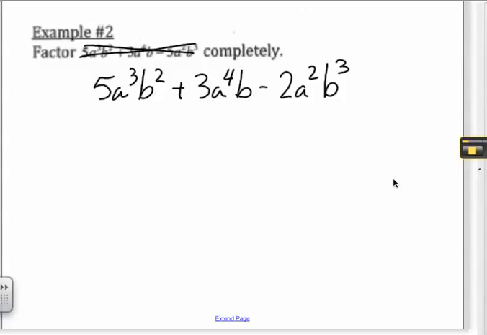What's the first thing I'm supposed to do? It's in your notes. What's the first thing I'm supposed to do? Chris? Factor out the greatest monomial. That means take out everything that they have in common.